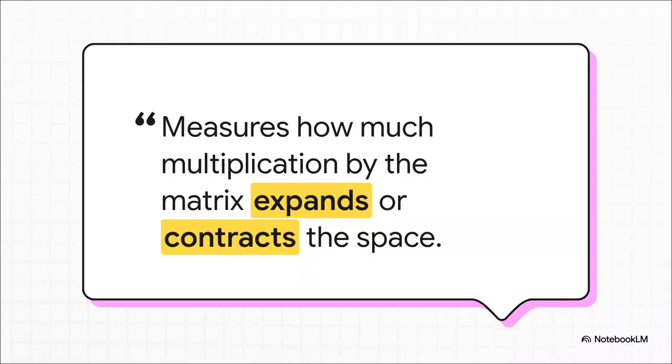It's called the determinant. It's just one single number that tells you the total effect of a matrix transformation. So if a determinant is 2, it means that matrix will double the area of whatever it transforms. If it's 0.5, it squishes it down to half the size. It's a summary of the matrix's power.